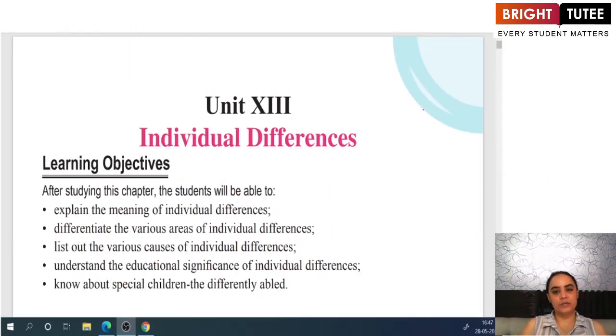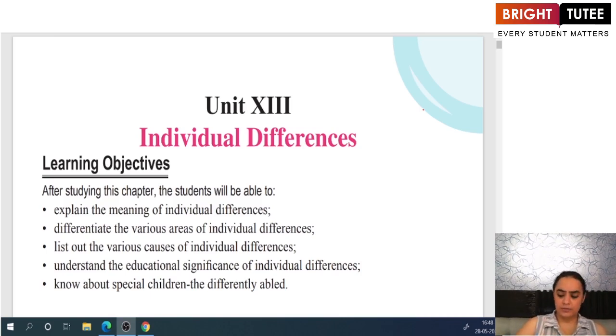In this class, we are going to begin with Unit 13 of Class 12 Education, Nagaland Board, which is Individual Differences. In this chapter, we are going to learn about the meaning of individual differences. What are the different areas of individual differences? The causes that lead to differences in the individuals. How can individual differences be of educational significance? And also learn about the special children, the differently abled children.